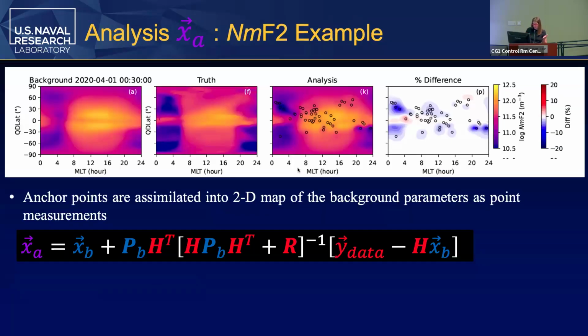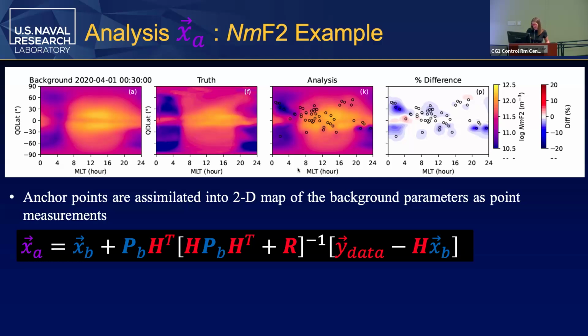All right, then the assimilation itself. So here are the results of the OSSE study, where we use SEMI3 to generate synthetic data, but then we ingest it into the Pi-IRI background. This is an example for NMF2. We start with the NMF2 background. Then, since we know the truth, we generate the data according to the truth. And then we ingest those point measurements into the background to produce the analysis and percent differences, basically by how much the background was changed to match the data better.